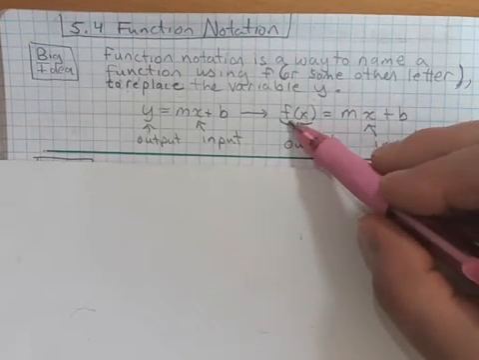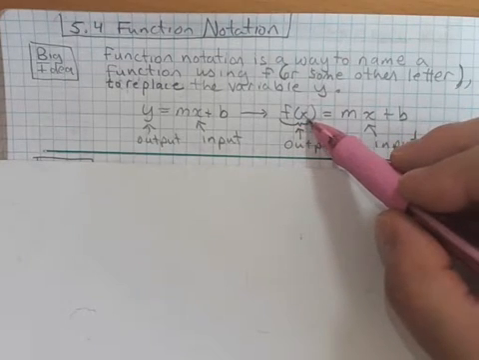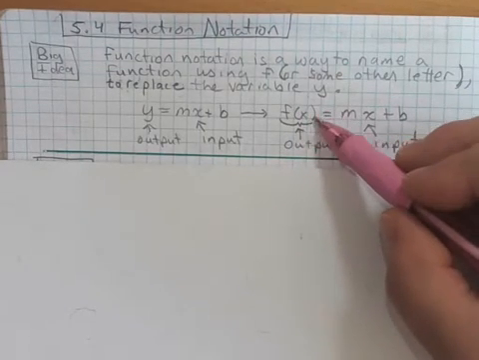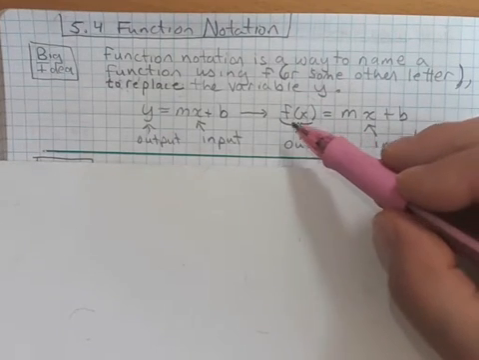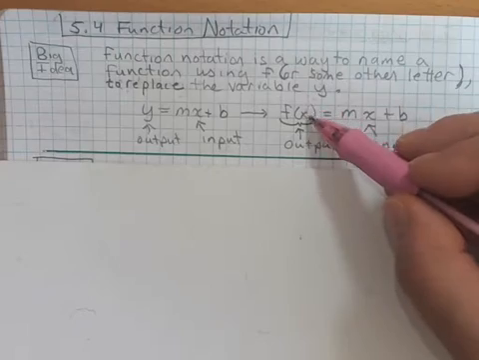This is not multiplication. It is not f times f of x. You might think that because of the use of the parentheses, but that is not correct. It's not multiplication. It is notation. I'll show you how it works.